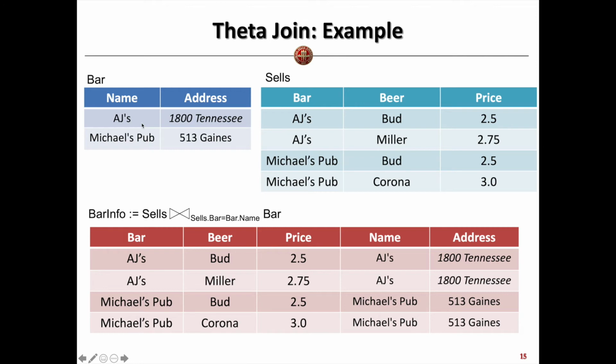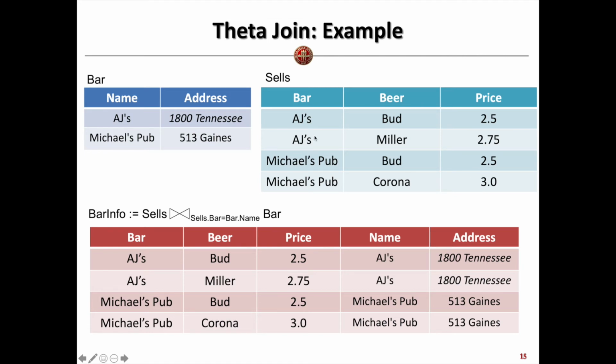In the bar table, we have two tuples. The first one is ages. The second one is Michael's pub. Besides the bar relation, we also have the sales relation. The sales relation has three attributes: bar name, beer name, and the price. It denotes the price for the bars to sell some beers. And inside the table, we have four data tuples: the ages sells Bud, ages sells Miner, and Michael's pub sells Bud, and Michael's pub sells Corona. And we'll show the price for the beers sold by the bars.